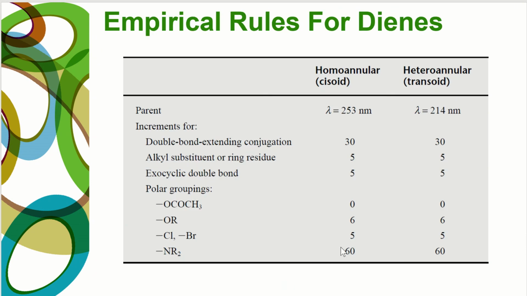Again, these are the rules in a table for our homoannular cisoid and our heteroannular transoid. We have our base value, and we just add increments for whether or not you have a double bond extending the conjugation, an alkyl substituent or ring residue, an exocyclic double bond, and other things added to them, and you just add them all up and we get the calculated lambda max.